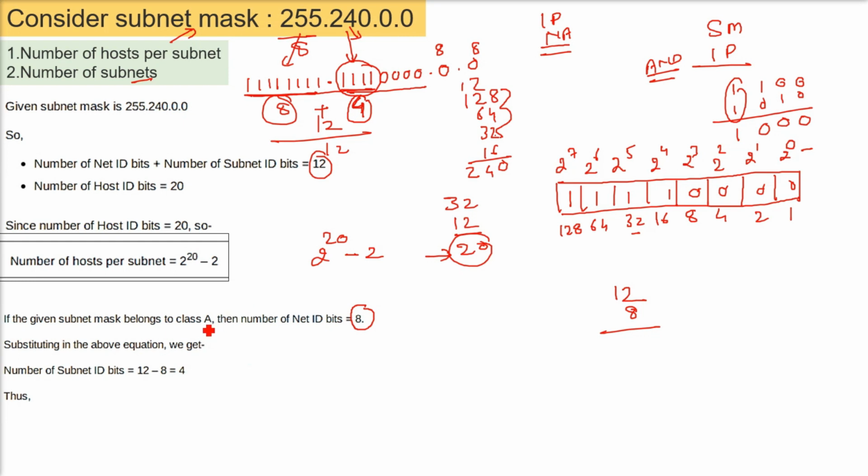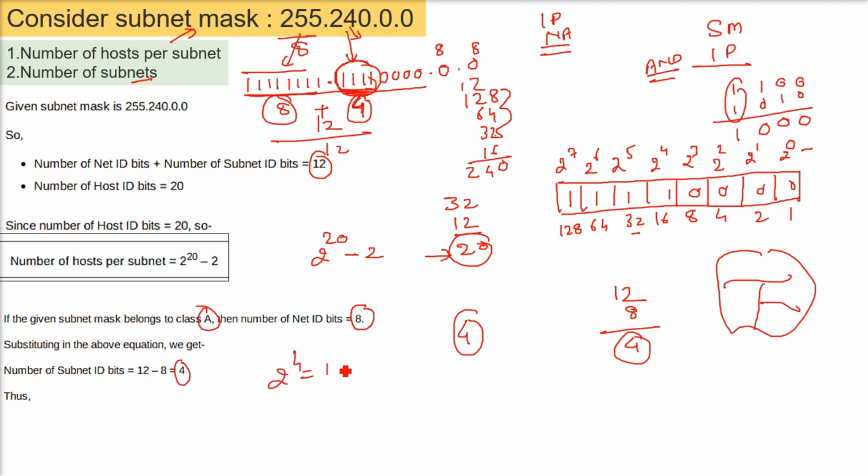How to find this? If this is class A, 8 bits can be used. Okay. In all you are using 12. So how many extra bits are you using for the subnet? 4. And these 4 bits will tell you how many subnets will be formed, how many networks will be formed. Okay. So how many networks will it be? 2 to the power 4, that is going to be 16. So 16 subnets or 16 network parts.